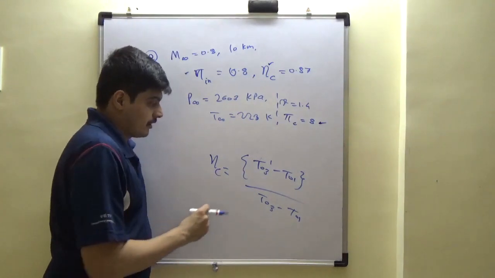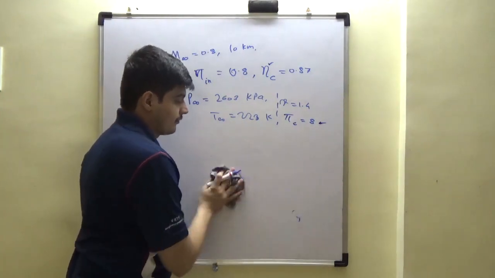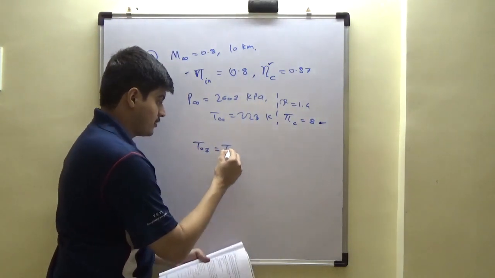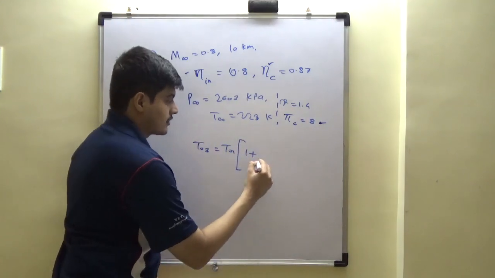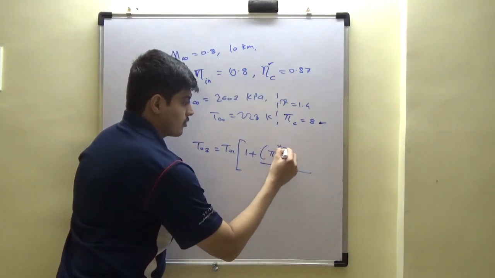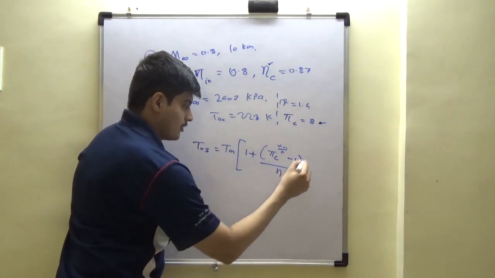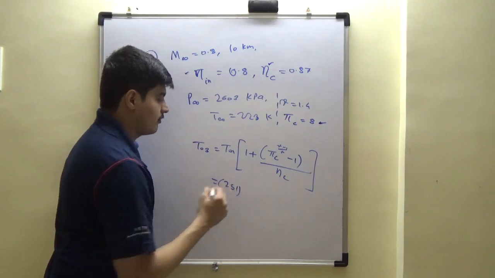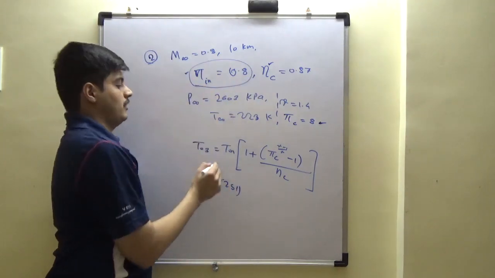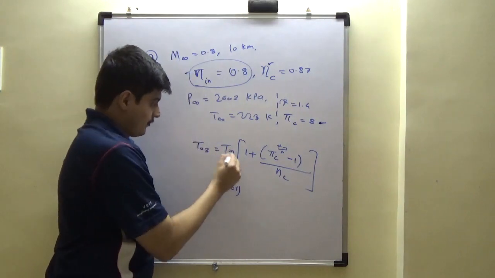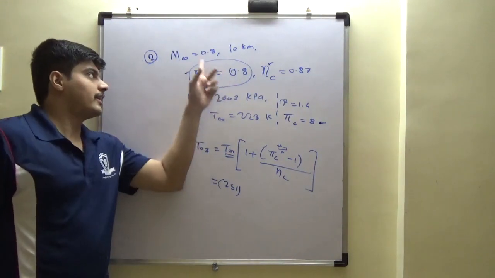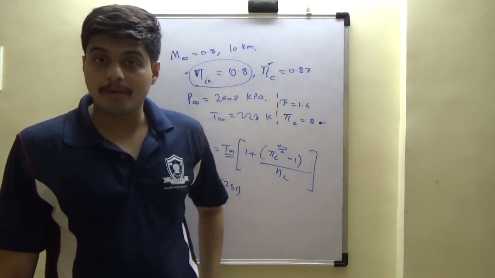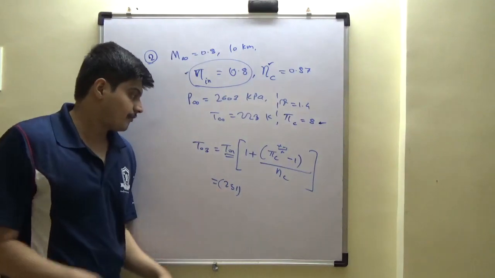Based on this relation, I will substitute and get T03 as T01 times 1 plus pi c raised to gamma minus 1 by gamma, minus 1, upon eta c. Now I can substitute T01 as 251. I made eta into m square, the efficiency part. That's why I was getting the lower number. Otherwise, I would have got isentropic flow.